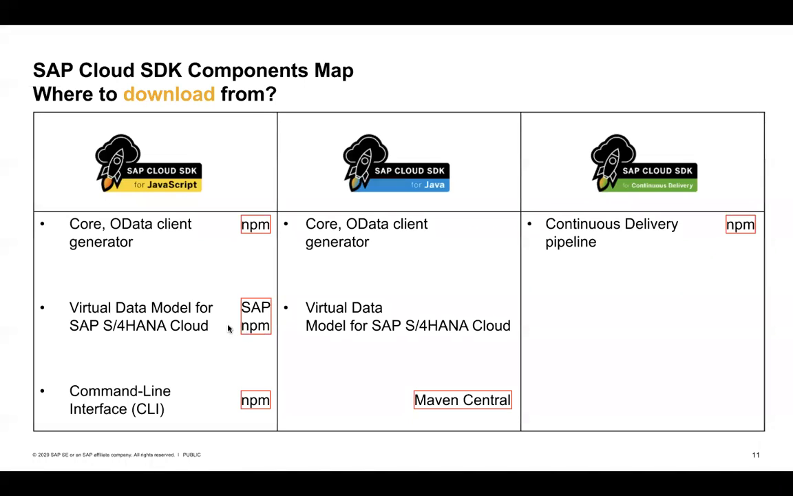And then for the virtual data model for JavaScript that's not open sourced, we use the SAP NPM registry. And for Java, it's much easier. We deliver everything over Maven Central. As you know, Java is a language that actually is compiled, so consuming jar files and classes is not the same like viewing the source code. That's why here we can simply use Maven Central as the standard way to deliver Java components.